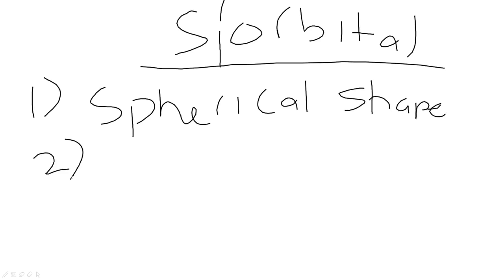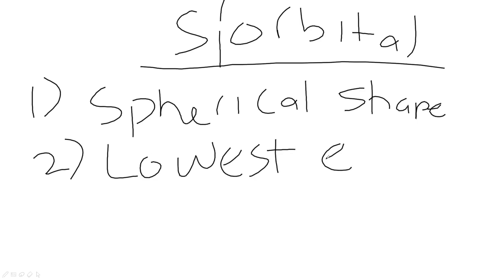Now, the second characteristic I want you to know about is that this s orbital has the lowest energy. Whenever you're drawing your atomic structure, after you're done drawing the nucleus as a dense middle, the first orbital, the one that has the lowest energy and carries a maximum of 2 electrons, is the s orbital that I'm describing to you now. So my second characteristic is that it has the lowest energy.